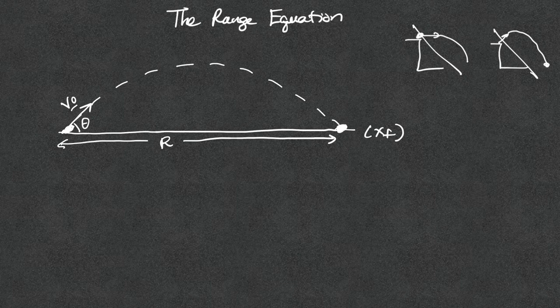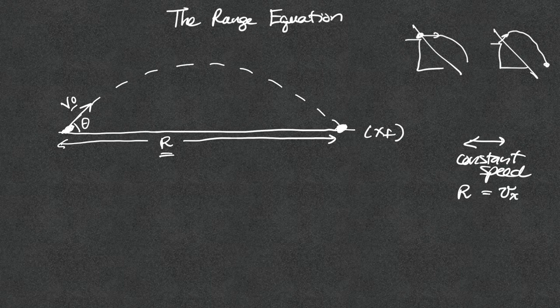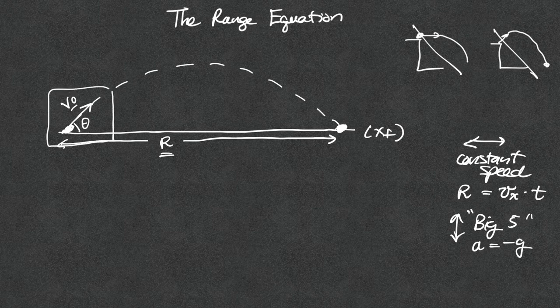So first of all, remember with projectile motion, the horizontal, the x motion, is constant speed. And so it's governed by the equation: the horizontal range r is just equal to the v in the x direction times the total time. Whereas the vertical motion is free fall motion, and that's going to fall under the big 5 with the acceleration equal to negative g.